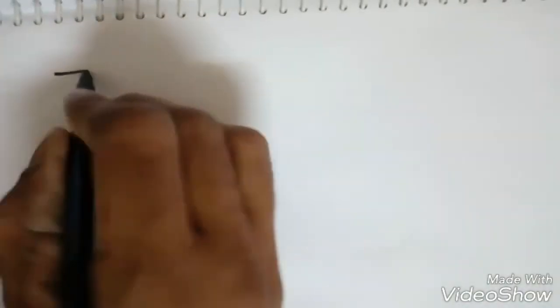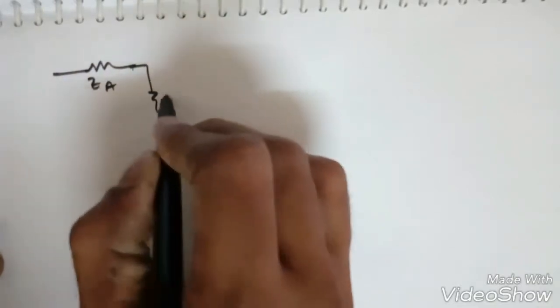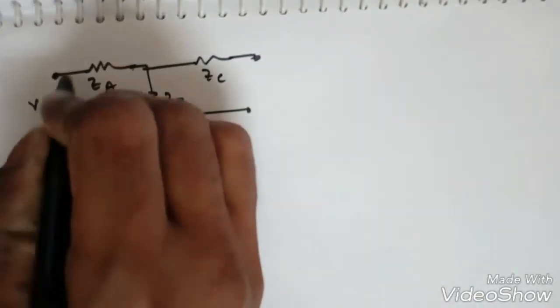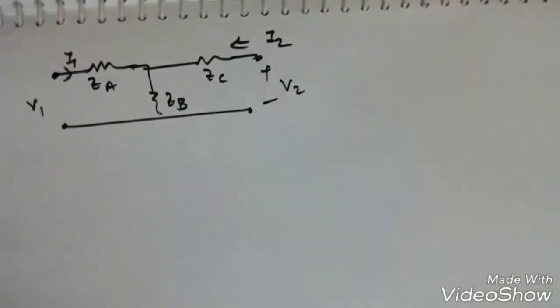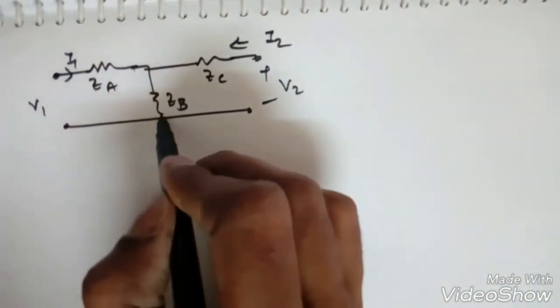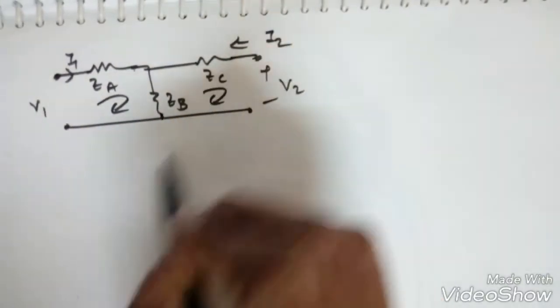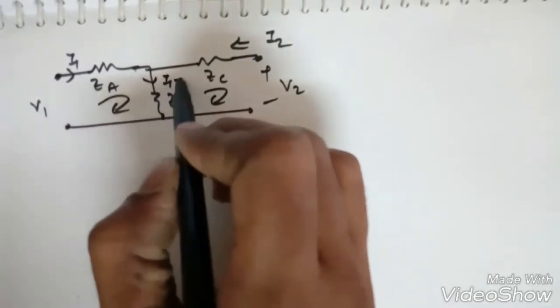Now, suppose this is some ZA, this is ZB, this is ZC. Suppose this is a two-port network, and it has V1, I1, and V2, I2. Now don't use that method, so make I2 equal to 0, then find V1 by I1, etc. Just apply KVL or mesh analysis here. Now if you see, I1 is coming here, I2 is coming here. So what is this? I1 plus I2.